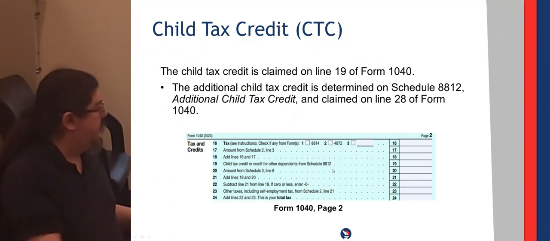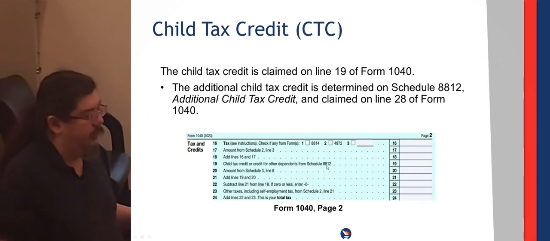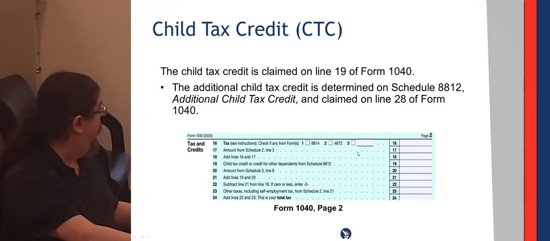Anytime you claim any child tax credit, you will actually fill in Schedule 8812, and 8812 will also help you calculate the additional child tax credit.